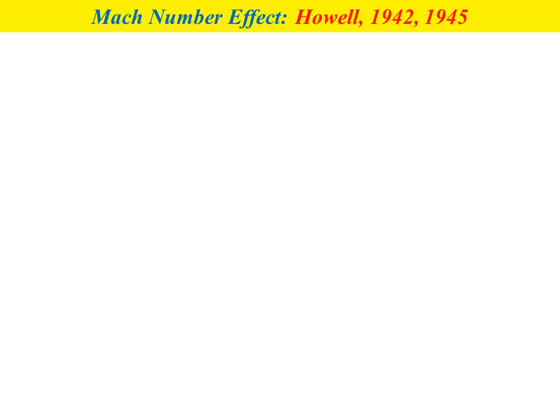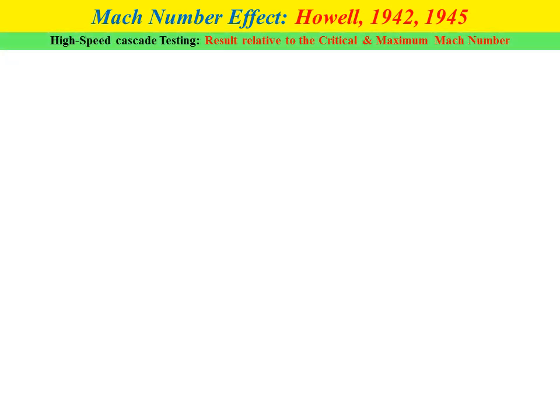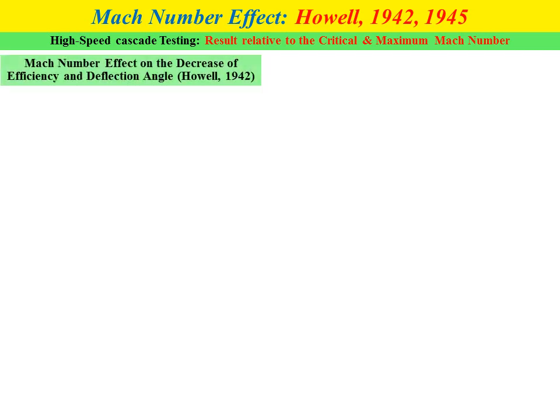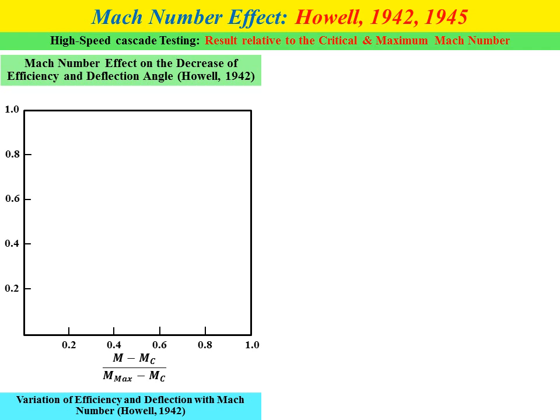Okay, in terms of Mach number effect, Howell represents different types of data on the effect of Mach number on the compressor cascade. The results refer to the critical and maximum Mach number obtained in the previous slide. The first result is the Mach number effect on the decrease of efficiency and also deflection angle in 1942. The graph shows the variation of efficiency and also deflection with Mach number. So we can see in the graph the result in terms of deflection angle ratio.